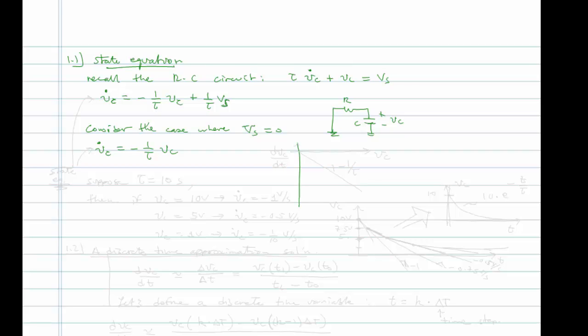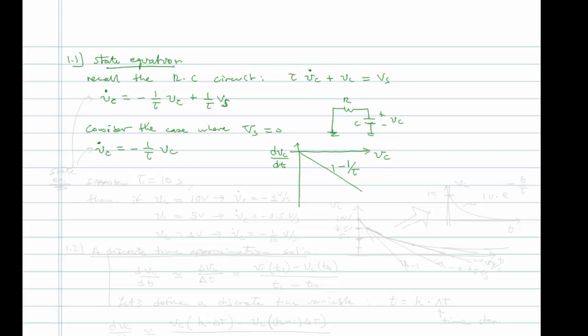We can make a curve here where we plot dVC dt versus VC, and it will have a negative slope of minus 1 over tau. So what does this tell us? Let's say that tau was equal to 10. If the capacitor voltage was equal to 10 volts initially, then the rate of change of the capacitor voltage would be minus 1/10 times 10, or minus 1 volt per second.